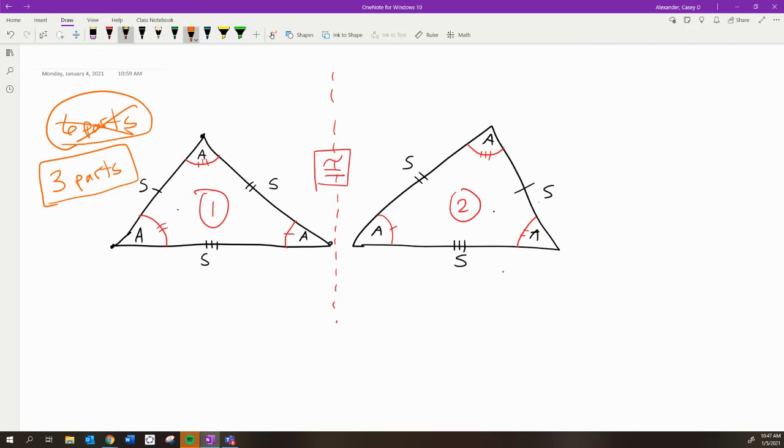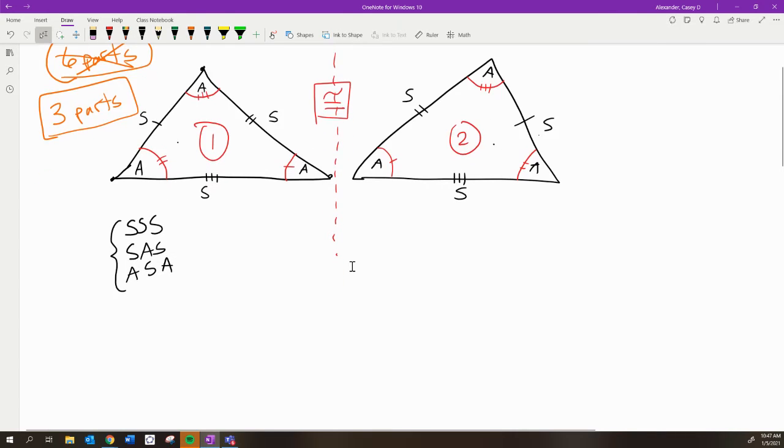But just to give you an example, first of all, if you think about the different ways that we could combine them, we're going to look at SSS. That stands for side, side, side. We're going to look at side, angle, side, and we're going to look at angle, side, angle. So all three of these, I'll just tell you, are ways that you can show that triangles are congruent. And we'll look at that in a moment. But let's look at one that doesn't work.